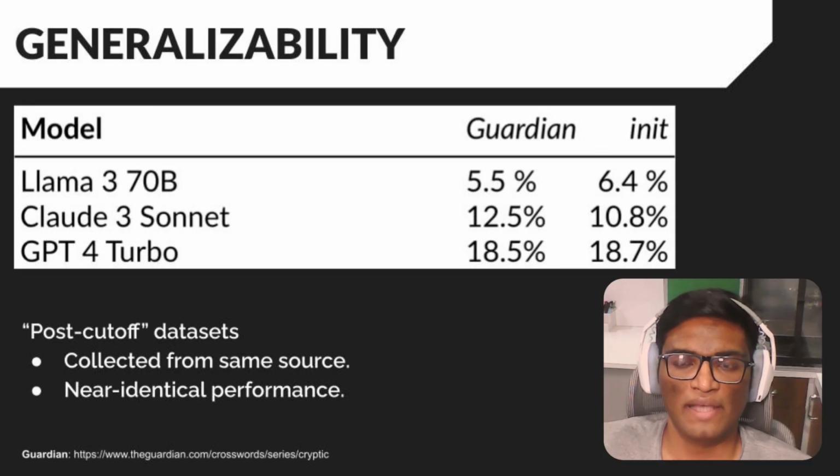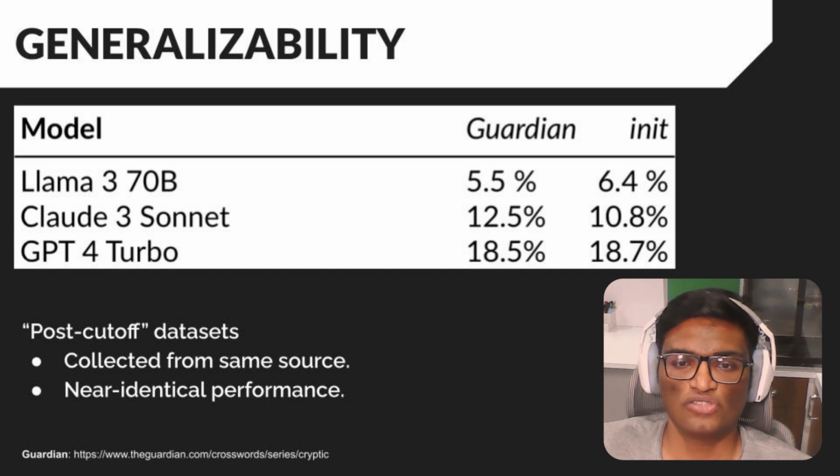Since we observed massive performance improvements in some LLMs, we are naturally led to the question, is this because of contamination? That is, have the models already seen most of these crossword clues and solutions during training? To ascertain if this is the case, we collected a post-cutoff dataset that only contains clues published after the knowledge cutoff date of all LLMs in consideration and from the same source.